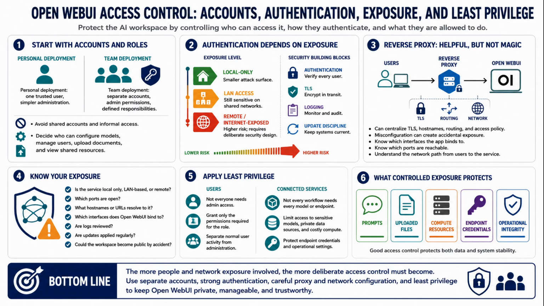Reverse proxies can help centralize TLS, hostnames, routing, and access policy, but they can also create accidental exposure if misconfigured. Operators should know which interfaces OpenWebUI binds to, which ports are reachable, and what network paths exist from users to the service. A private AI workspace should not become public infrastructure by accident.